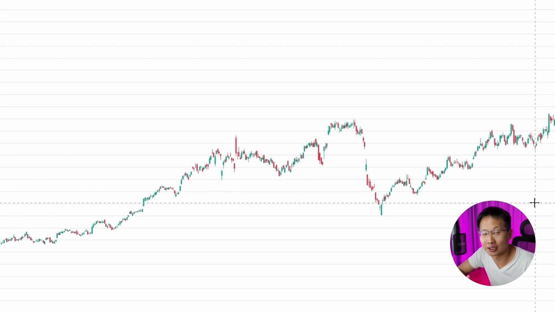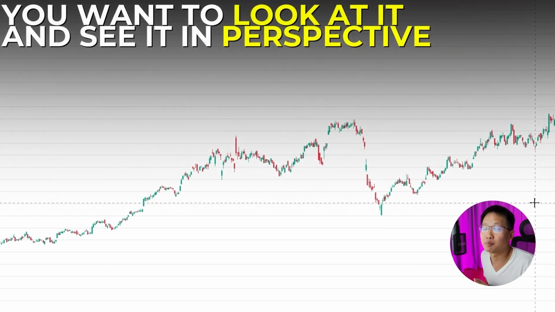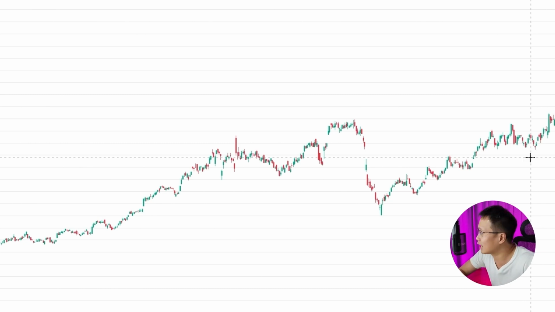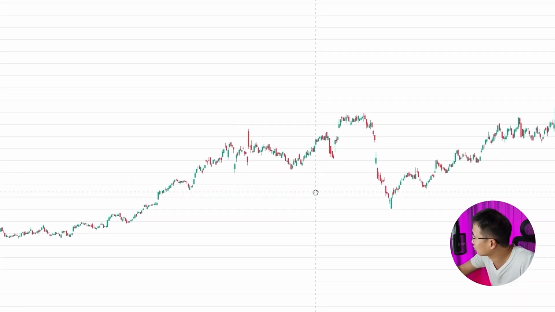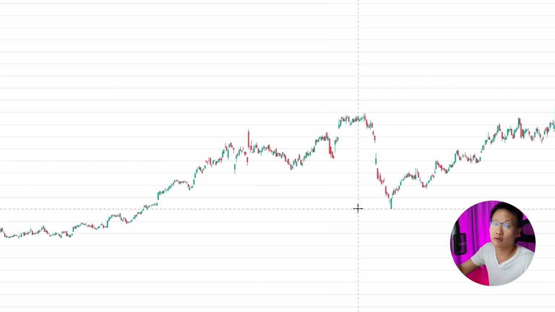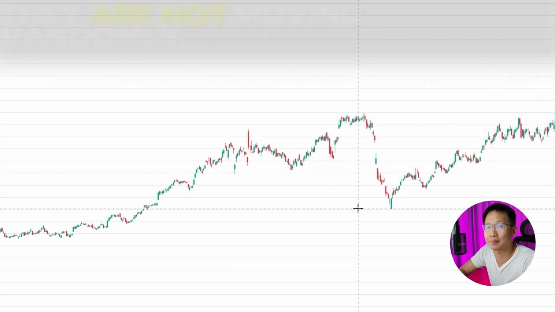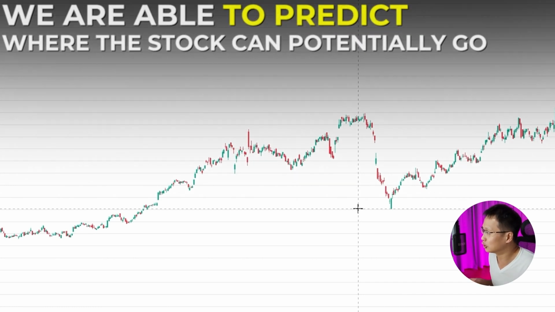open any single chart is to look at it and see it in perspective. So one thing about technical analysis, if you are totally new, is that it is about looking at the charts, and we believe that these charts, like this stock right over here, which is CrowdStrike, one of the stocks that we called since last year, which started to see a really good rebound, their prices, these lines or the candlesticks, are not just moving up and down randomly without any pattern. No, we can actually deduce some pattern from it, and based on this pattern, based on past prices, we are able to predict where the stock can potentially go.